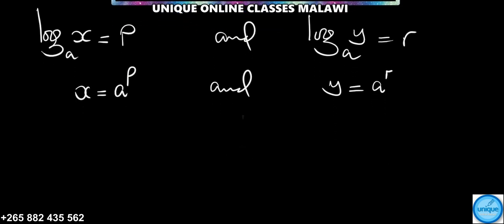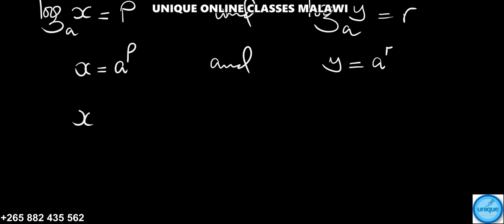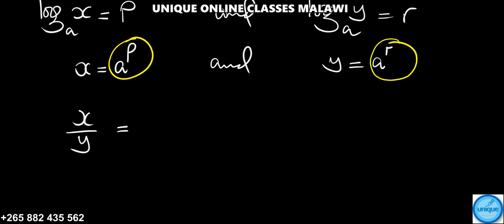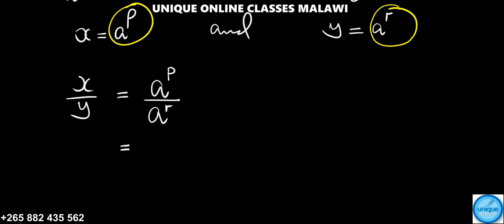Now I want to divide these: x divided by y. So this is a power p divided by a power r. Applying laws of indices, when we are dividing numbers of the same base, we just subtract the powers. You can watch my previous video when I was deriving laws of indices. Simplifying this way, we get a power p minus r, for x divided by y.